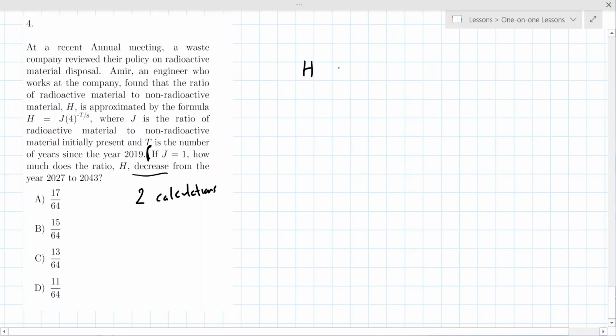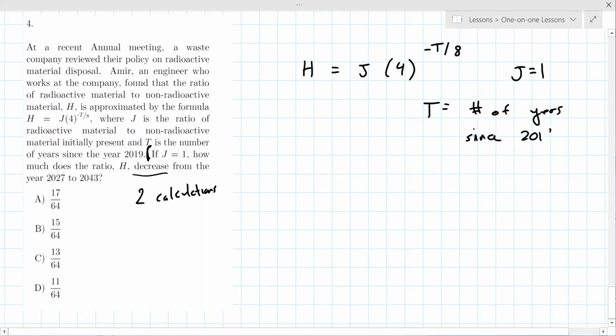So we gotta extract the important stuff here. So the important stuff is I got an equation. All right, we know that j equals 1. That's given. And we have to do it for two different values. We have to do it for 2027 and 2043. What is t? We know j. What is t in this equation? What does it tell you that it is? It's the number of years since 2019. So 2019 is like 0, right? Exactly, it's your base year. It's like 0. So this 2027 looks horrible. You would never want to put that into this fraction.